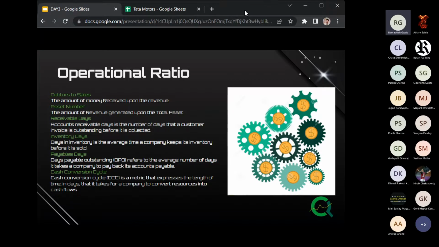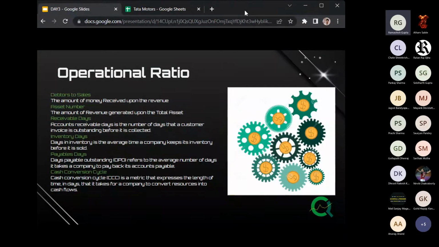Inventory days is basically, suppose Tata Motors built a car, how many days will it take for the car to get out from the factory and go onto the streets. So that is inventory days. And then there is payable days. Payable days means, suppose Tata Motors has taken steel from the steel plant, and it has not paid for it yet.